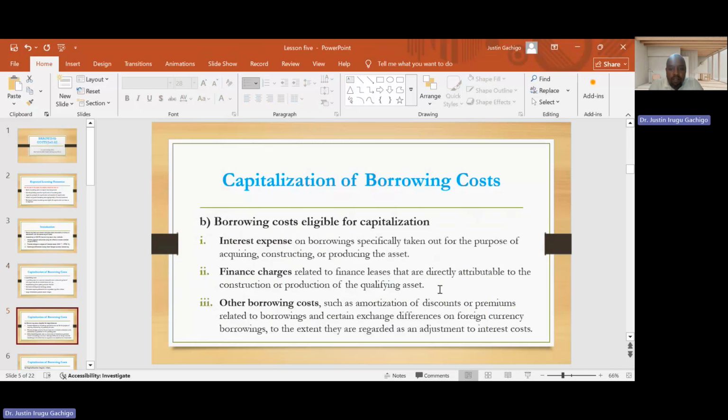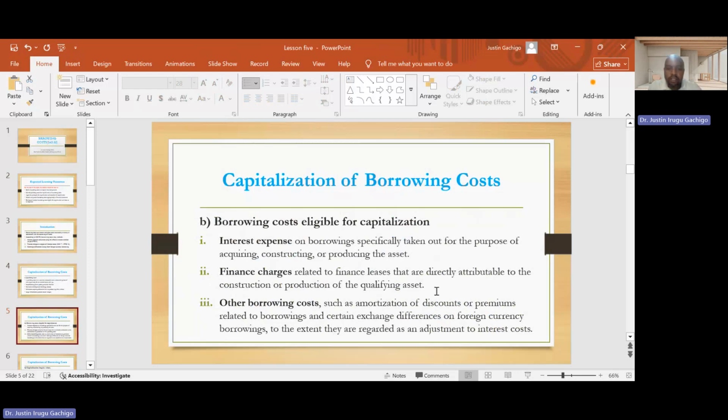Then we have the borrowing costs that are eligible for capitalization. So these costs include, one, the interest expenses on borrowing specifically taken out for the purpose of acquiring, constructing, or producing the asset. Finance charges relating to finance leases that are directly attributable to the construction or production of the qualifying asset. Other borrowing costs, such as amortization of discount or premium related to borrowing and certain exchange differences on foreign currency borrowing to the extent they are regarded as an adjustment to the interest cost.